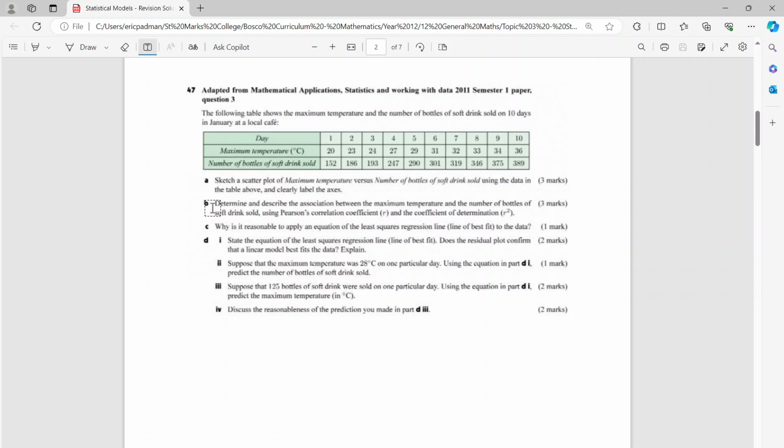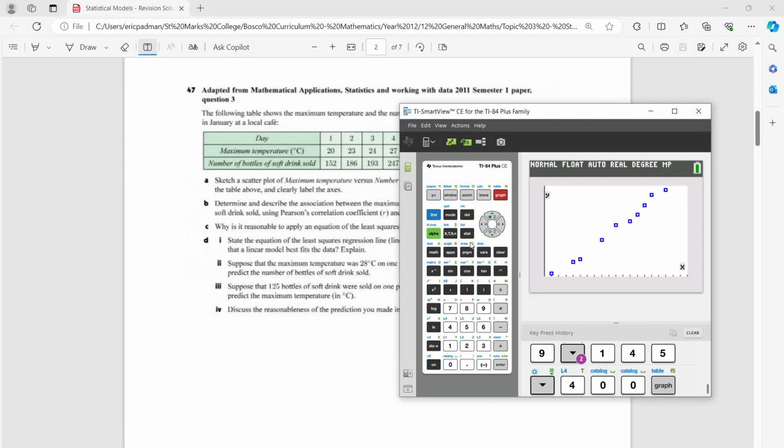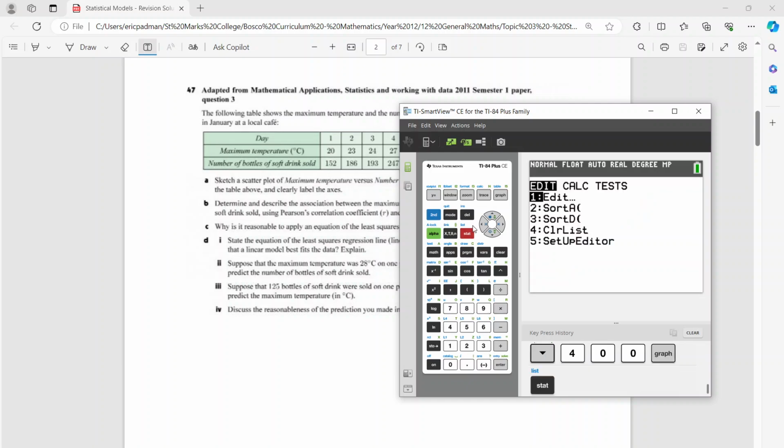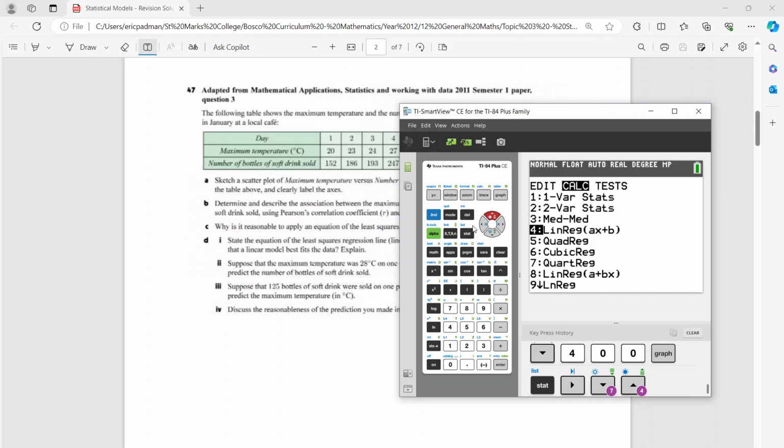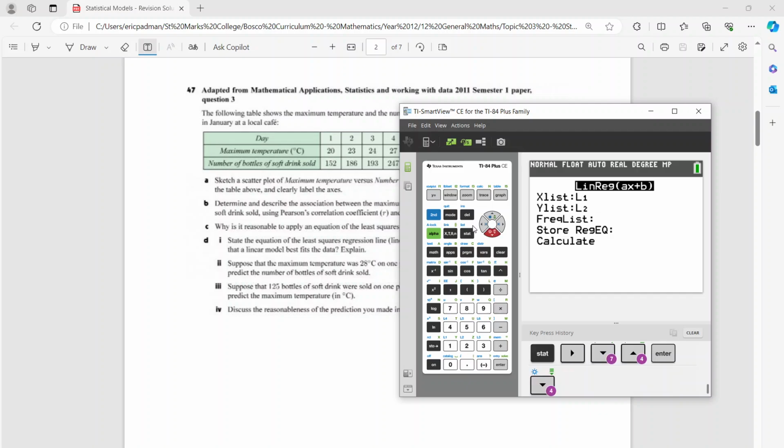Okay. So describe the association between maximum temperature and number of bottles sold using Pearson correlation. Okay, let's go and work that out. So we're going to stat calc, linear regression. Go down to actually do it that way. Do 4, not 8. Yes, so list 1, list 2, and you calculate. Okay. So you have a very strong positive correlation.